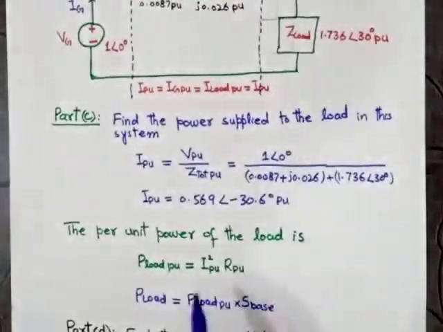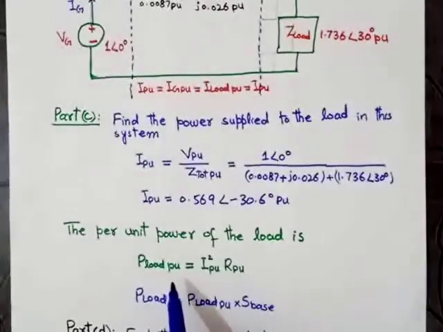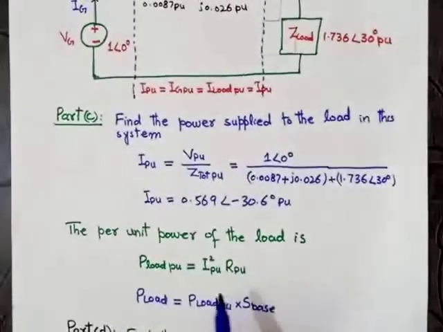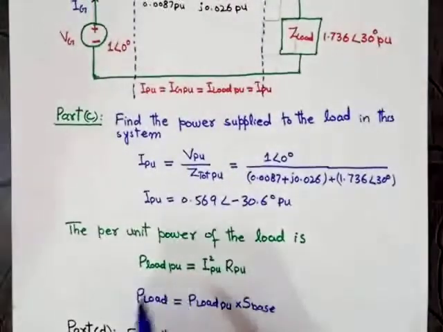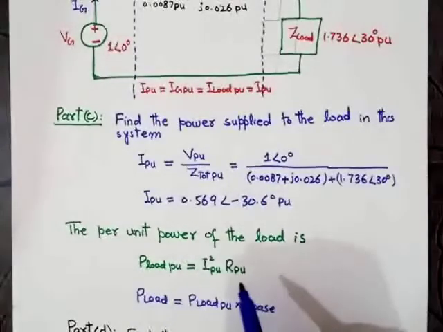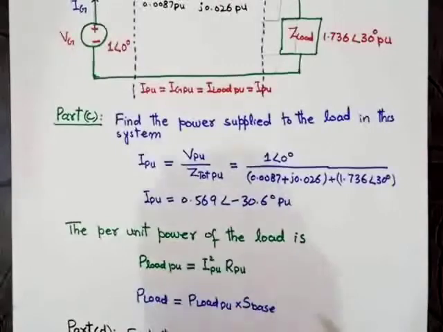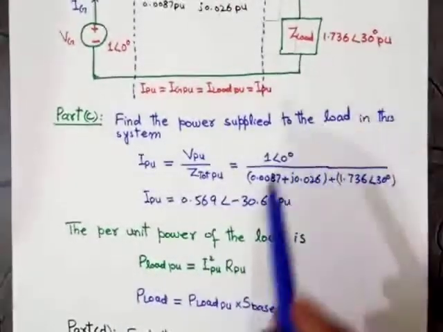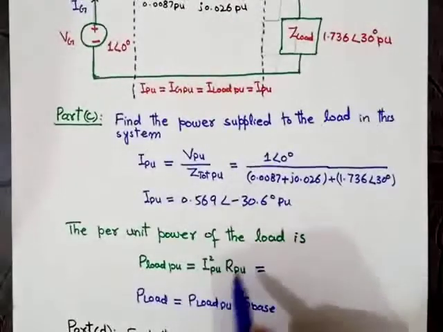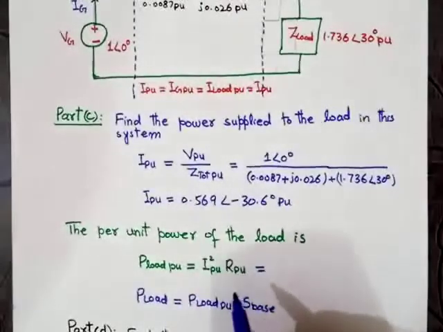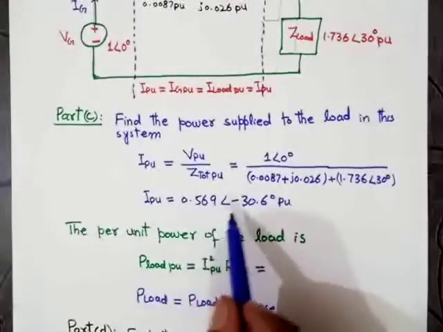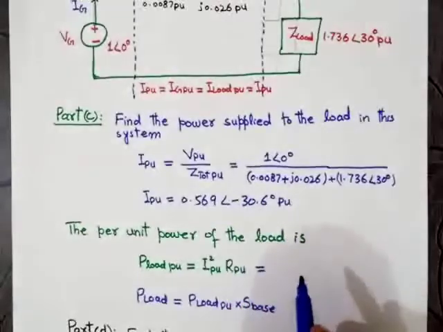So the per unit power of the load will be equal to P, as we know, P is equal to I square R. So in per unit, P load per unit will be equal to I square per unit into R per unit. Here we are finding the power in per unit across the load. Therefore, putting the value of I per unit and R per unit in this equation, the value of I per unit is 0.569 angle of minus 30.6.